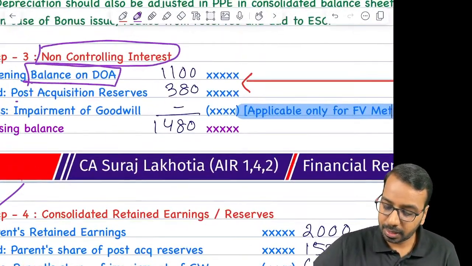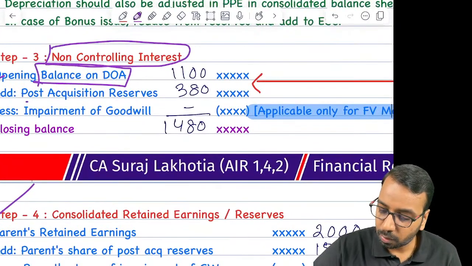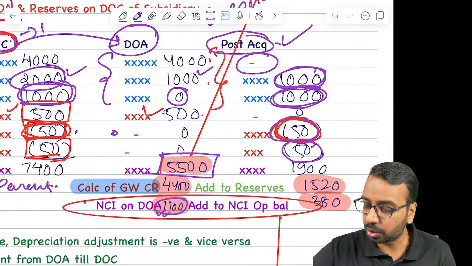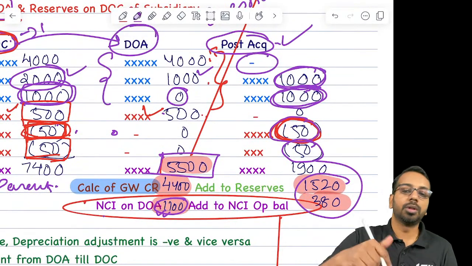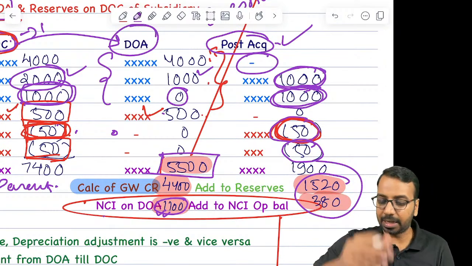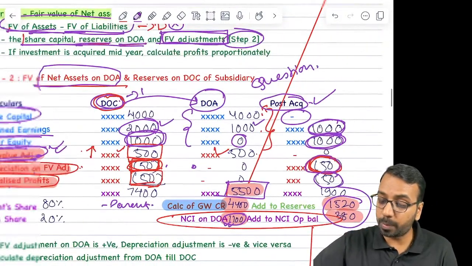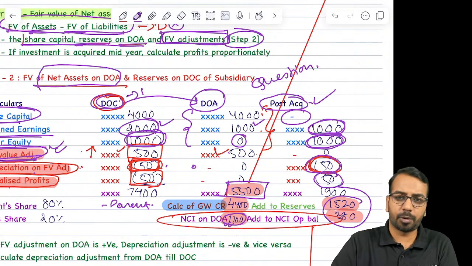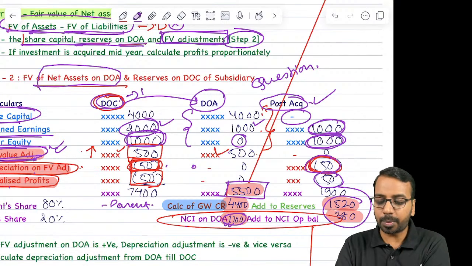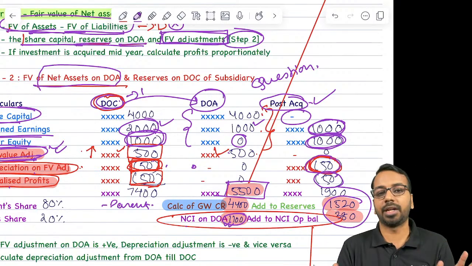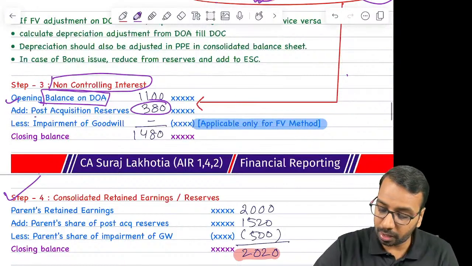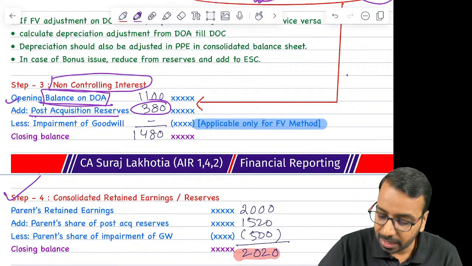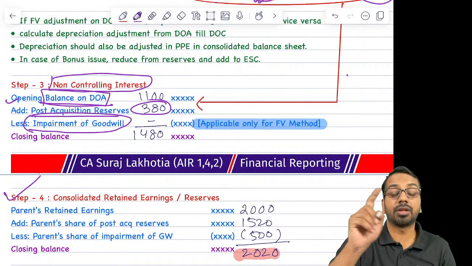Then from post-acquisition, whatever is their share will add to post-acquisition reserve. How do we get that? From this post-acquisition column, whatever is belonging to the non-controlling interest, 20%, that we will add there. Now, sir, I don't want to prepare this table. See, this table is the thing where they have given a lot of information. If it is straightforward, without preparing the table also, if you want to do, you can definitely do it, but don't miss it. So, non-controlling interest, balance on date of acquisition, post-acquisition reserve, and if impairment of goodwill is there, this you have to remember.